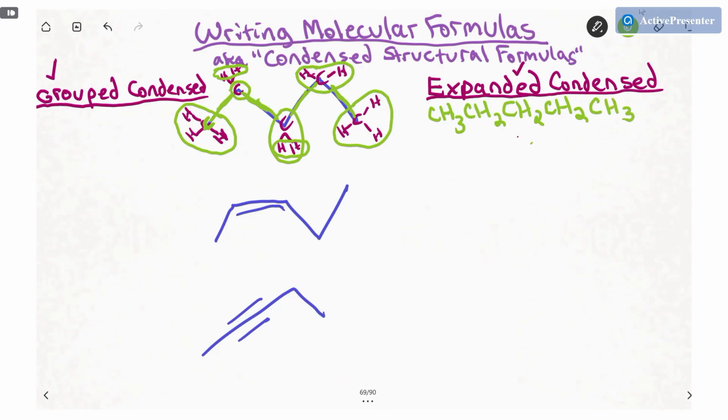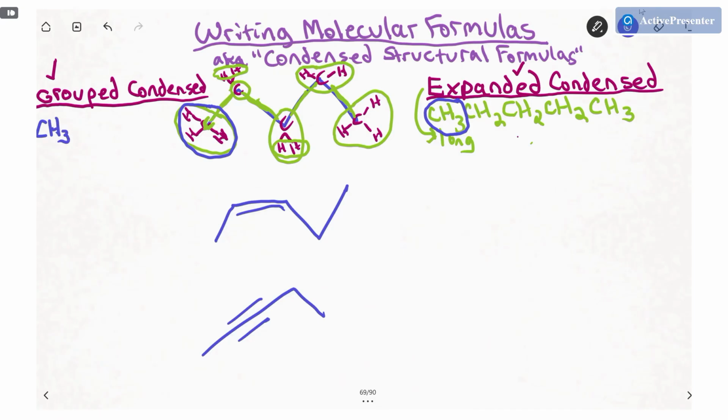So this is expanded condensed. Expanded, just think long. Okay, there is a shorter way to write this. If you see the beginning of this expanded condensed formula starts with just one CH3 because that's the end, right? So one CH3 at the beginning. So we're going to write down CH3 like usual.